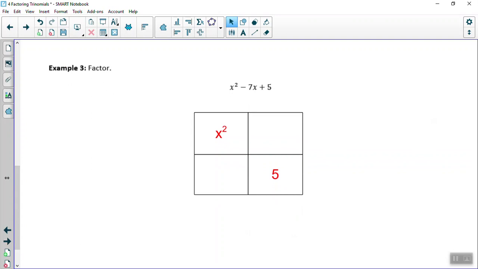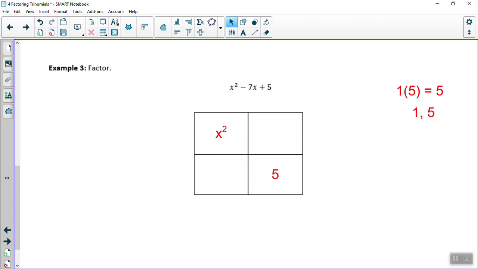So in this case, when we go to do our a times c, my a coefficient is that invisible 1. So that 1 times 5 gives me a 5. When I go to set up that t-table, I need to find factors of 5 that can add up to -7. Well, the only way I can multiply numbers together to make 5 would be 1 and 5.